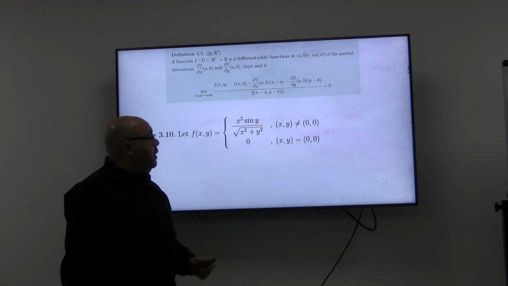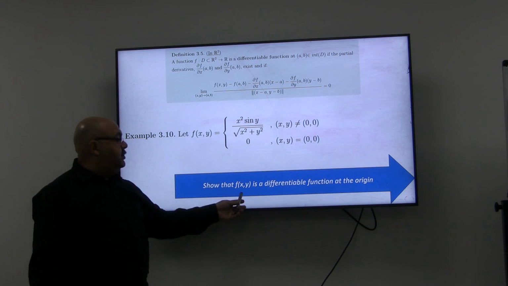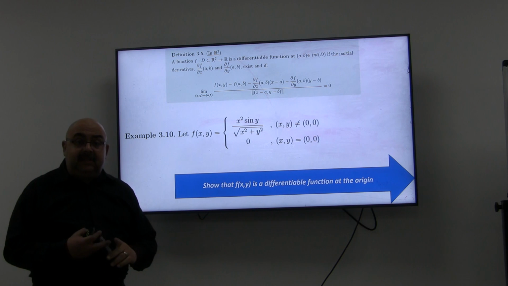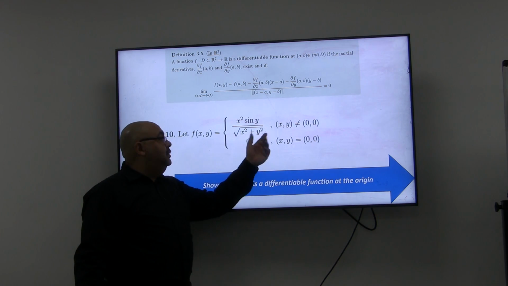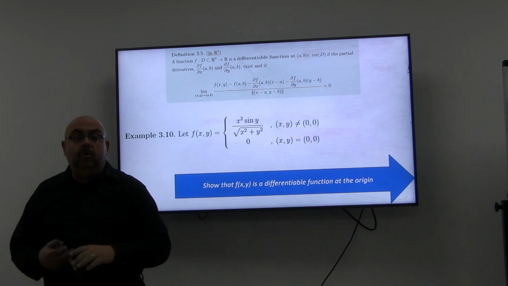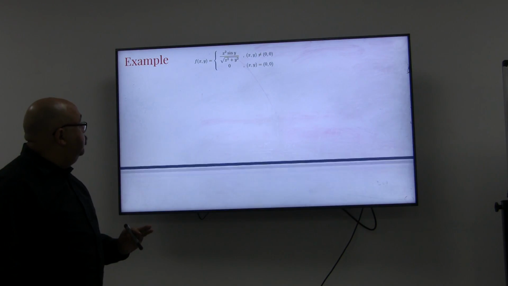Let's test this problem also. He wants you to show that f of xy is a differentiable function at the origin. And as you can see, it's a piecewise function. That's your function, and at the origin, the value will equal 0. So once more, I will test using the three steps that we spoke about.